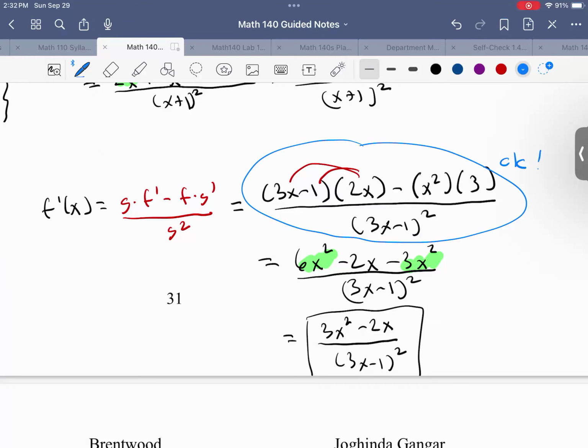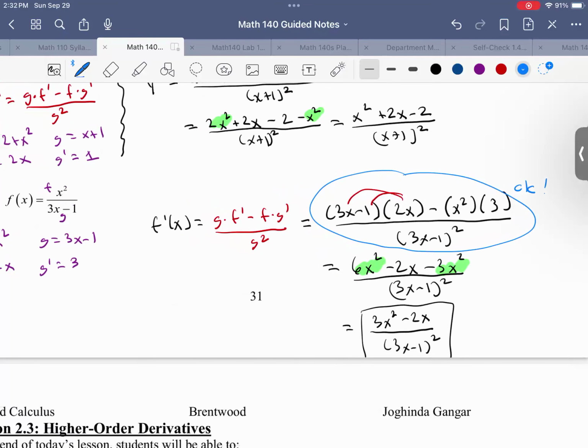Don't get too lost in the algebra. But hopefully you did that simplification right if that was your goal.